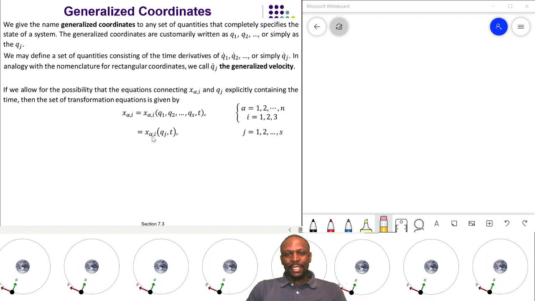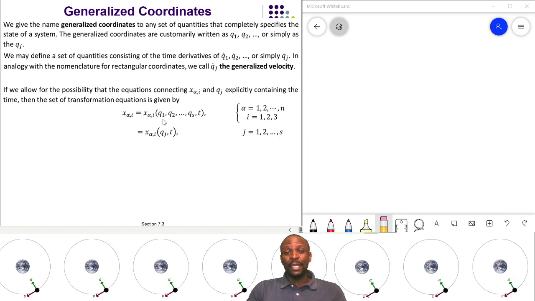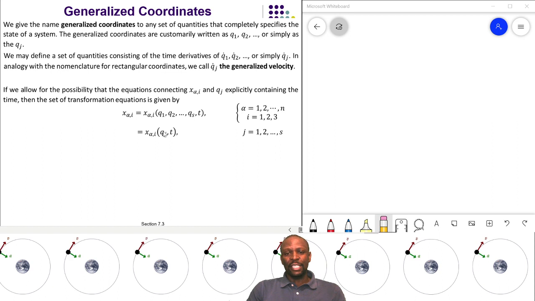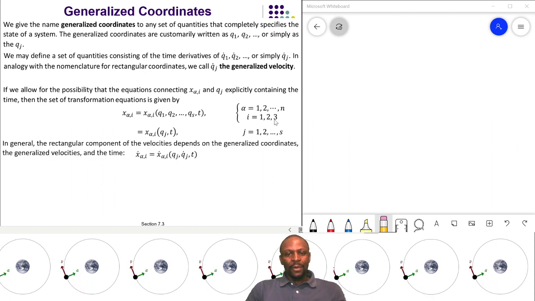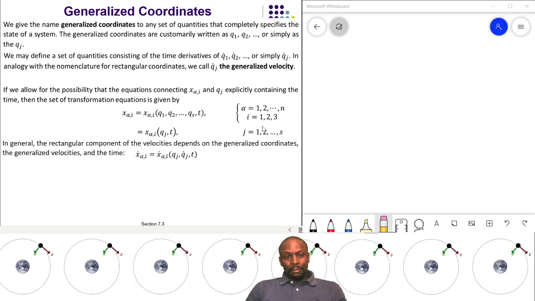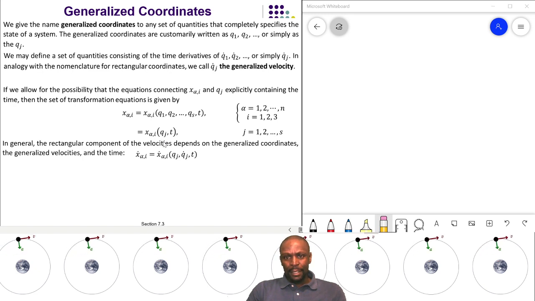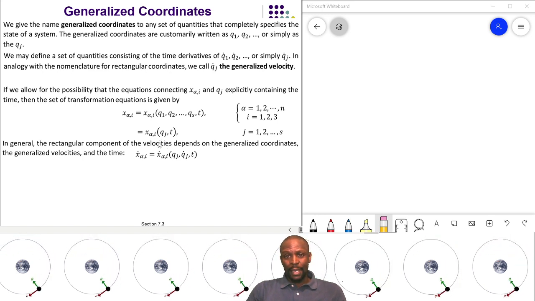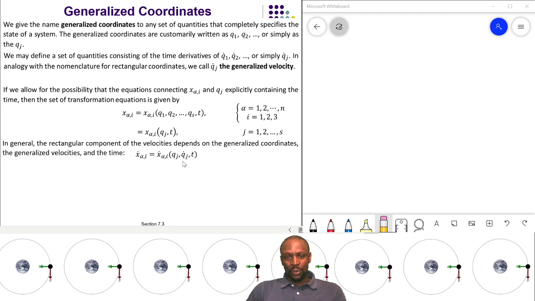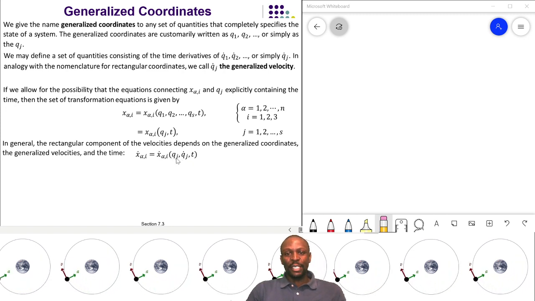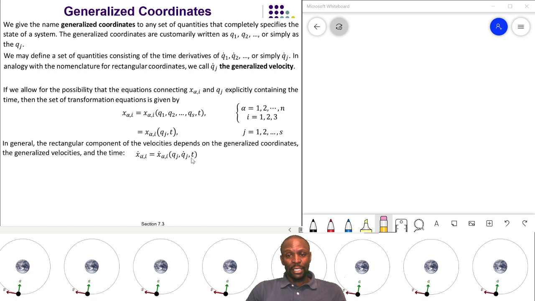Now, because this x can be written in terms of the generalized coordinates, because we have many coordinates there, we can just write qj and a function of t also. In that case, for the rectangular components of the velocity, we just have to take the velocity and differentiate with respect to time. Now, if we do that, it can be written by this equation. And I also want you to see that this depends on the coordinates as well as the generalized velocity and is also a function of time.